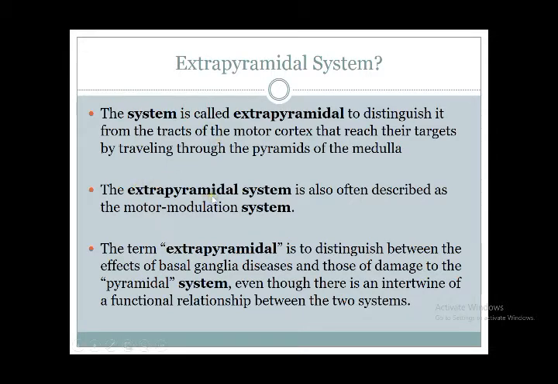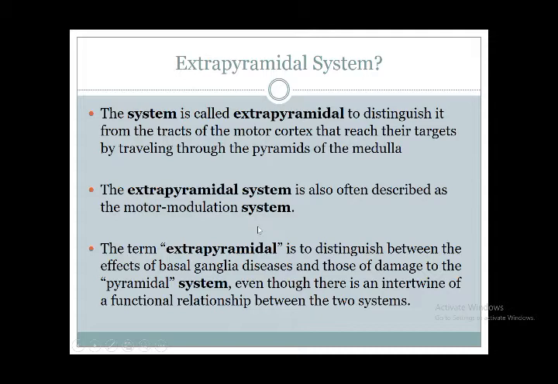The extrapyramidal system is also often described as the motor modulation system. While we know that the corticospinal tract is the direct executor of motor function, the extrapyramidal system is not direct, but it indirectly modulates the motor execution of the corticospinal system.